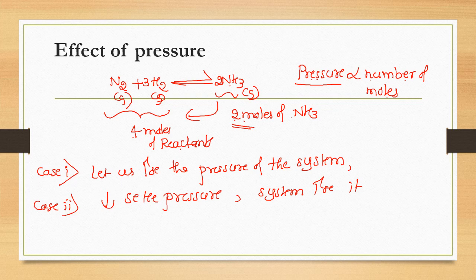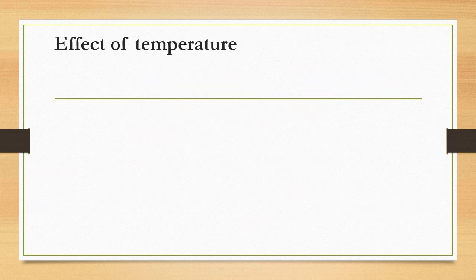So if we decrease the pressure, the system tries to decrease it by favoring a reaction in the backward direction. So this is about the effect of pressure on equilibrium.